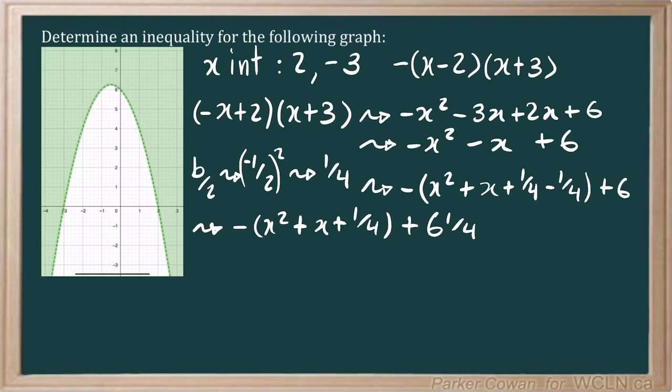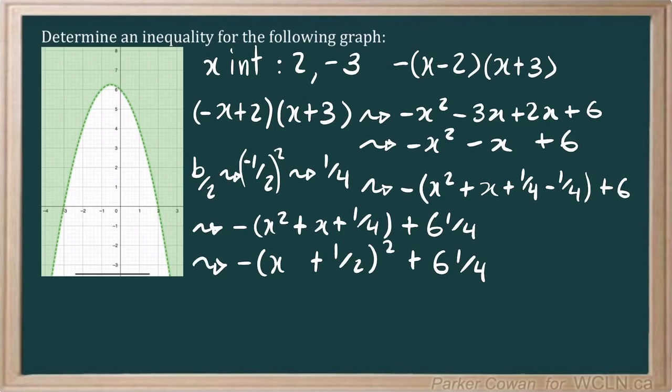Okay. So we're just about done. The only thing we have left to do now is convert this into the squared format to finish the vertex form. So we'll have negative (x plus 1/2) squared, with the square on the outside, plus 6 and 1/4. Okay, so there's our vertex form for the graph.